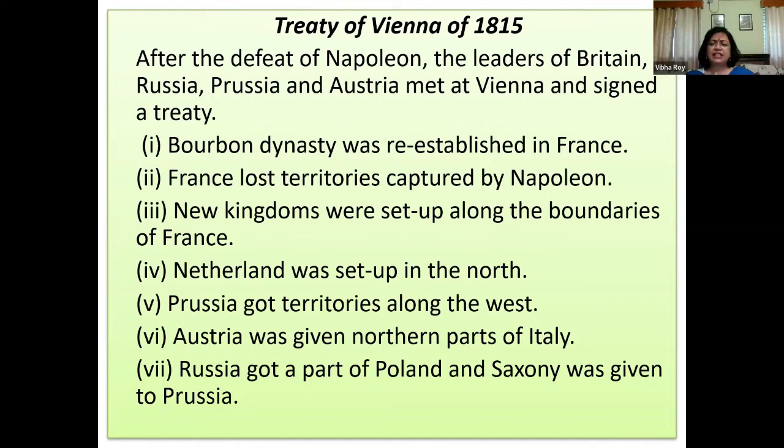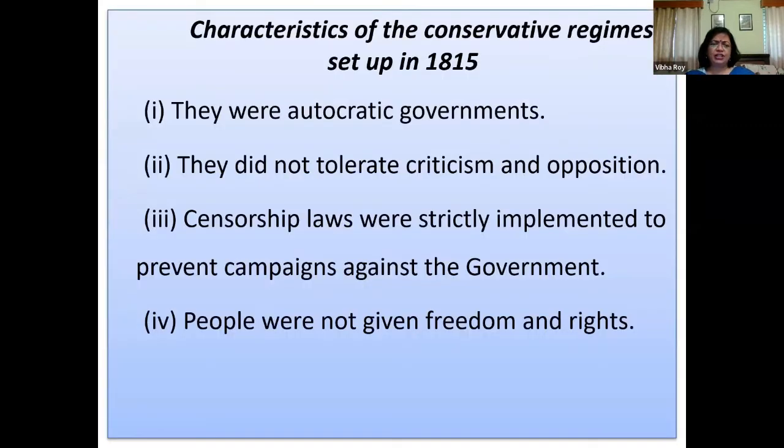New kingdoms were set up along the boundaries of France. The Netherlands was set up in the north. Prussia got territories in the west. Austria was given the northern parts of Italy, Russia got a part of Poland, and Saxony was given to Prussia. According to the treaty, all these changes came.